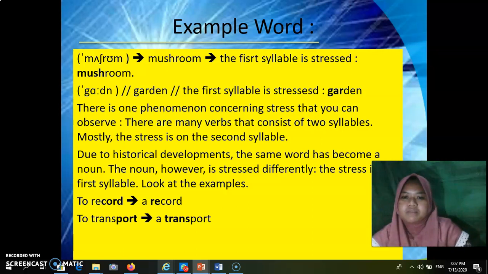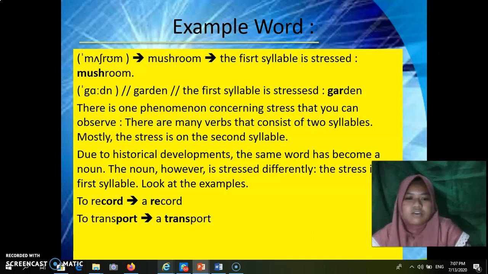There are many verbs that consist of two syllables. Mostly, the stress is on the second syllable. Due to historical developments, the same word has become a noun. The noun, however, is stressed differently. The stress is on the first syllable. Look at the examples.